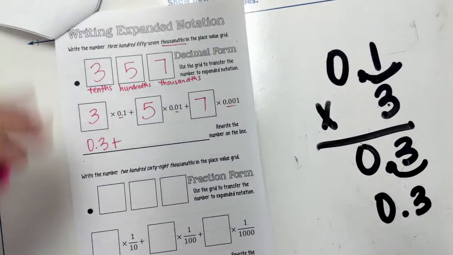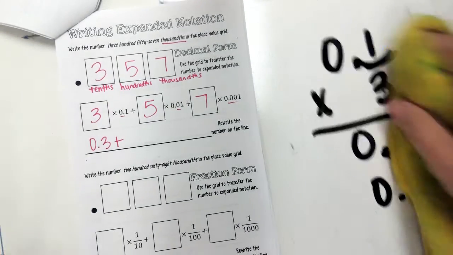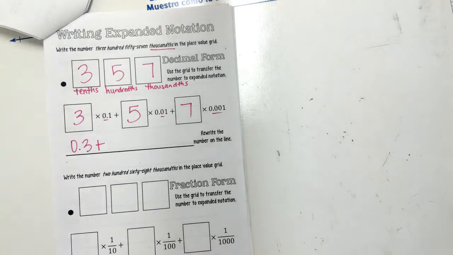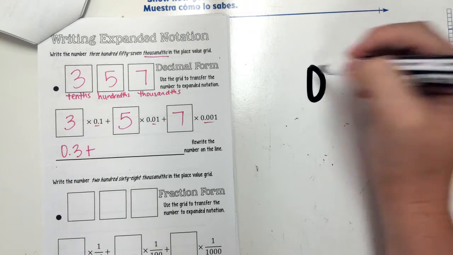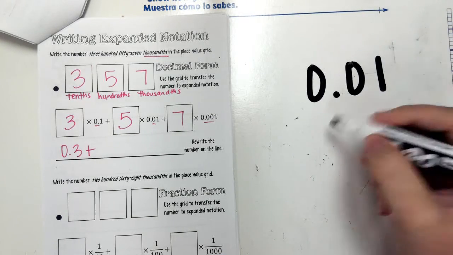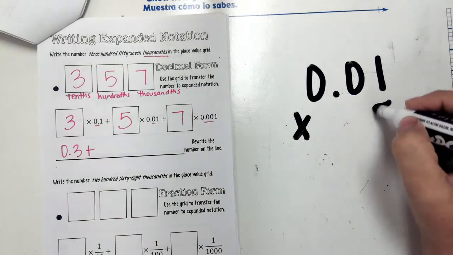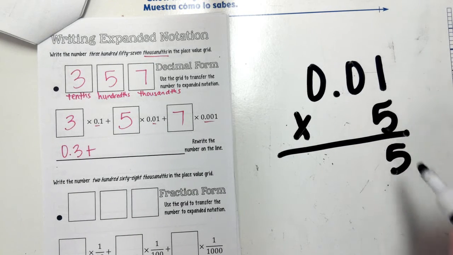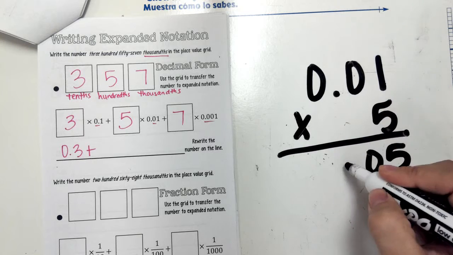Plus, we're going to look at our hundredths. Same thing. I have 1/100. I'm going to multiply that by 5. 5 times 1 is 5. 5 times 0 is 0. 5 times 0, again, is 0.